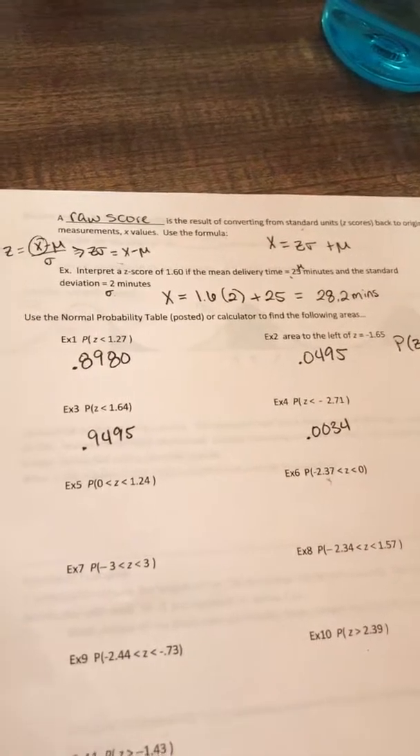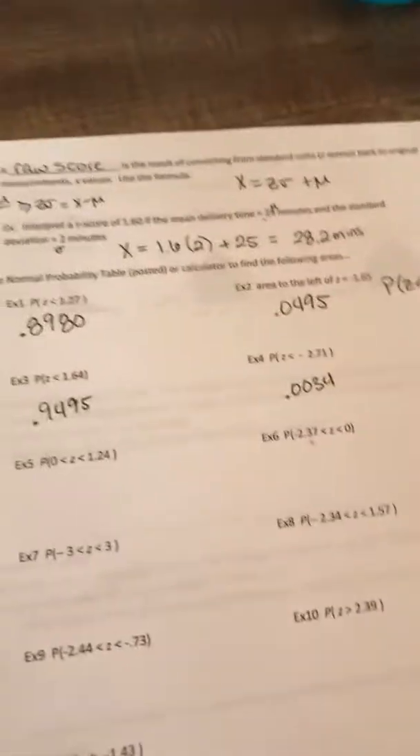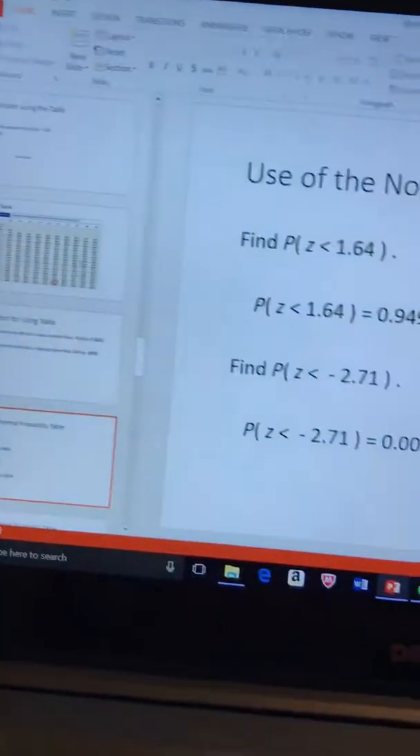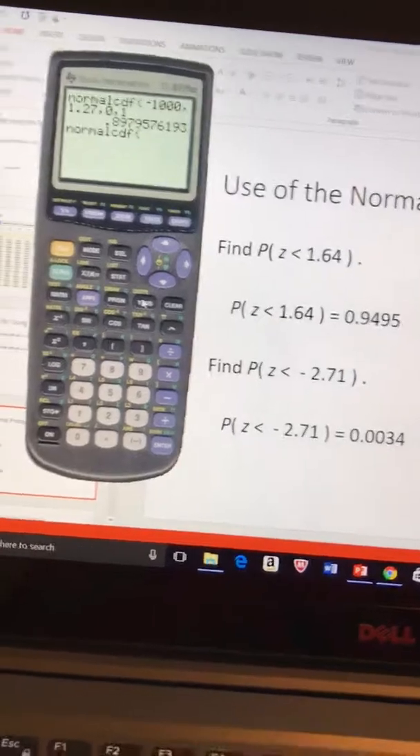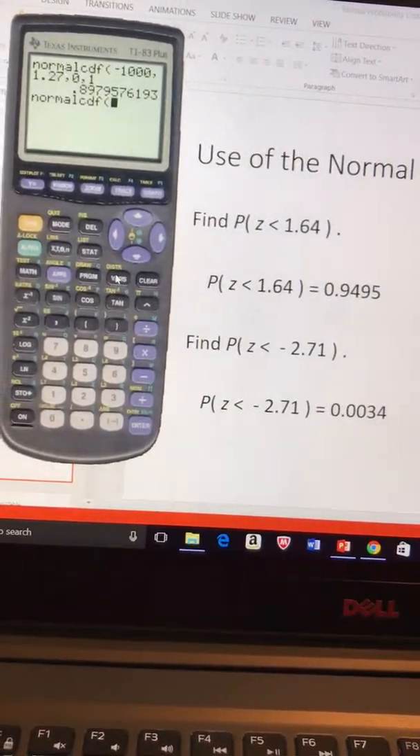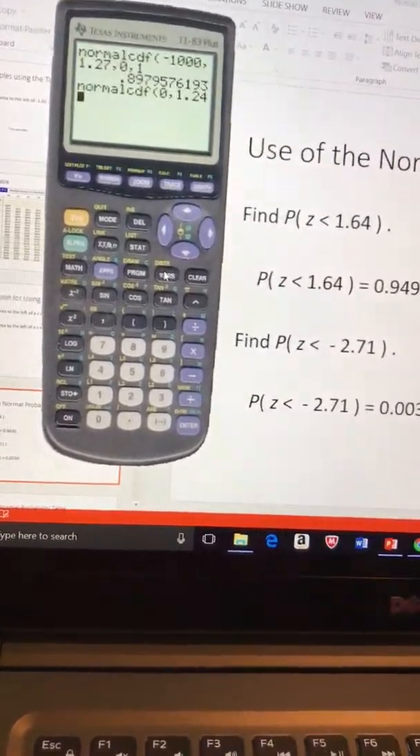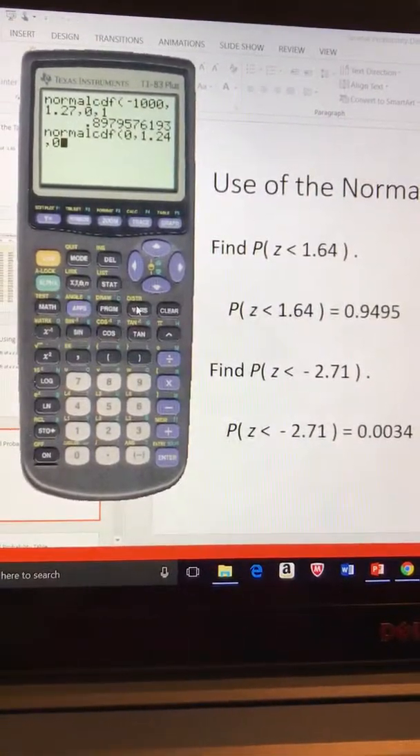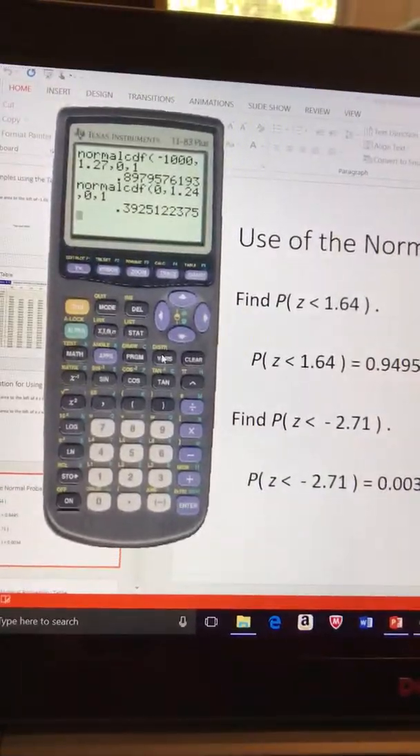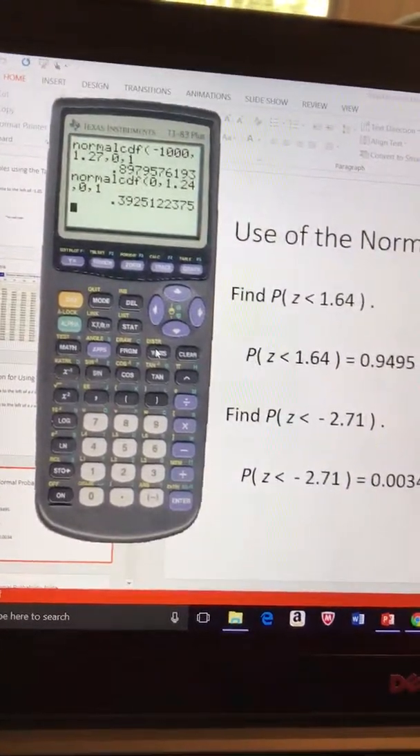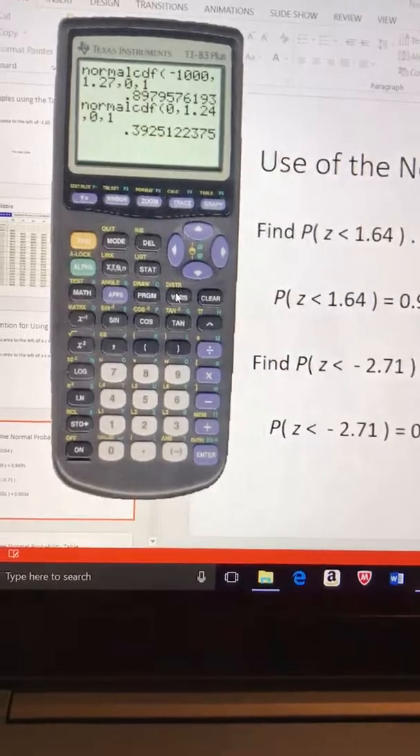Now if you want between two values, this is one where you can use the calculator or you can use the chart. You just have to remember what to subtract. If you want to use the calculator, you still do second vars normal CDF, but if you're between two Z values this time, you've got 0 and 1.24. So we have a lower bound of 0. Your upper bound is 1.24. Your mean of standard normal for Z-scores is still 0, and your standard deviation is still 1. So the calculator will give you that one, and you don't have to remember to subtract. Some people do use a combination of both things. It's totally up to you. I don't care if you want to use the chart or the calculator.